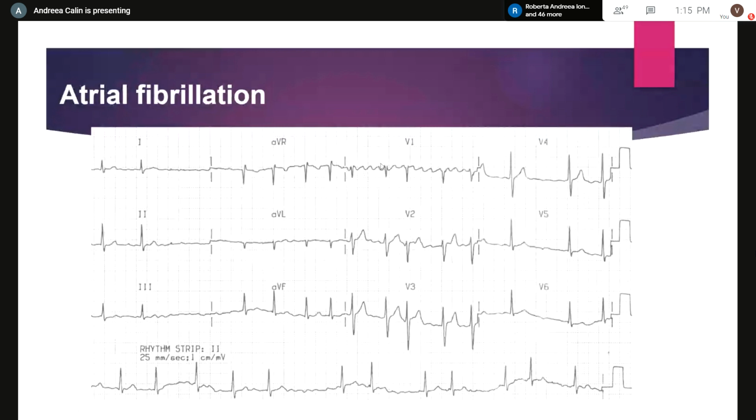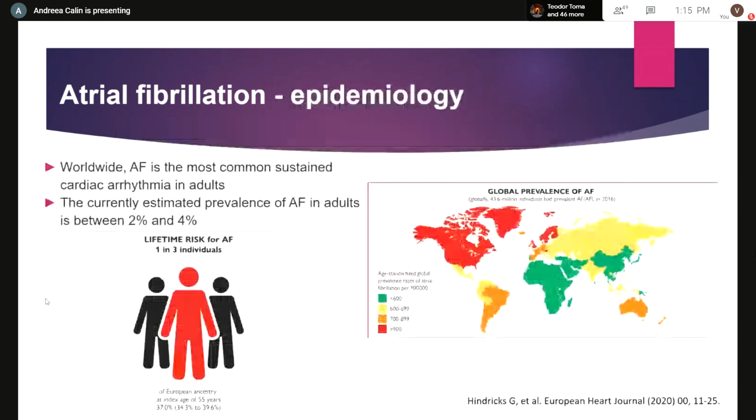So this is a tracing of atrial fibrillation, and you can see these waves here. In V1, they can easily be seen, even if in other leads they are not so easily seen, here in V5 and V6, for example. So you should look for waves of atrial fibrillation predominantly in the V1 lead.